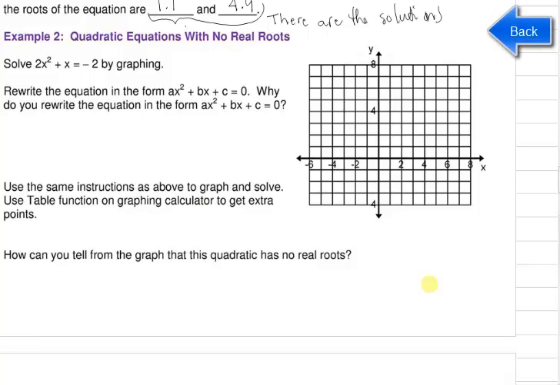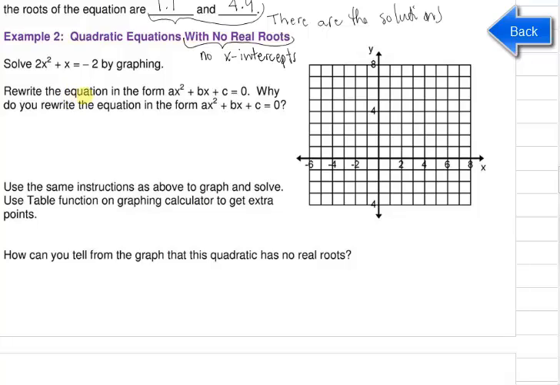In our second example, we're going to take a look at solving a quadratic equation that has no real roots. So what do you think that no real roots means? If you guessed that it means no x-intercepts, you're right. That means that when you graph this, the graph will not cross over the x-axis. We're going to solve 2x squared plus x equals -2 by graphing.